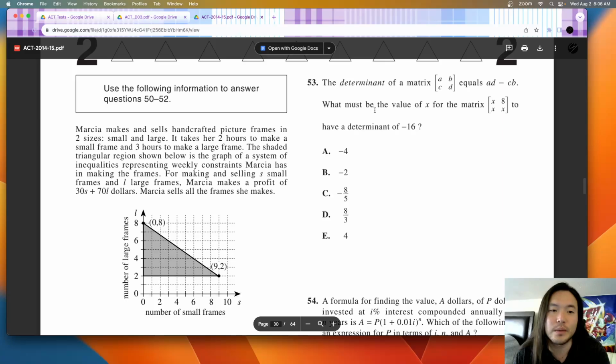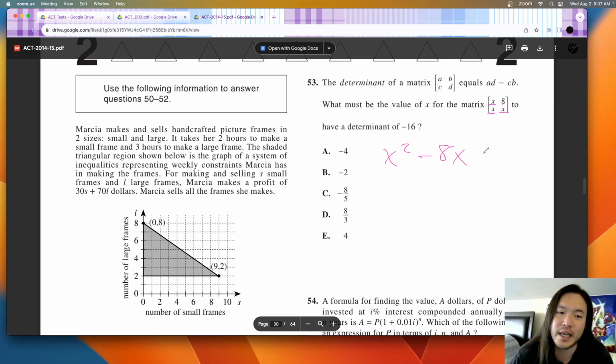So here they ask, what must be the value of x for this matrix, x, and 8, to have a determinant of negative 16? So if we take the determinant here, we start by multiplying diagonally, so we have an x squared. And then we also multiply diagonally the other way, but then we have to subtract. So we have minus 8x. And so this is the determinant. They also tell us that the determinant is negative 16, right?